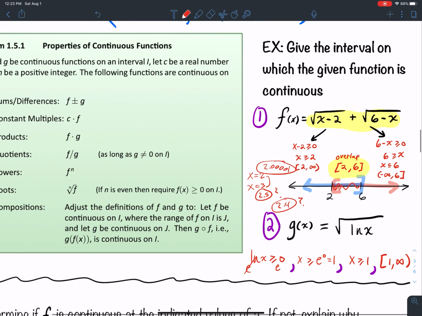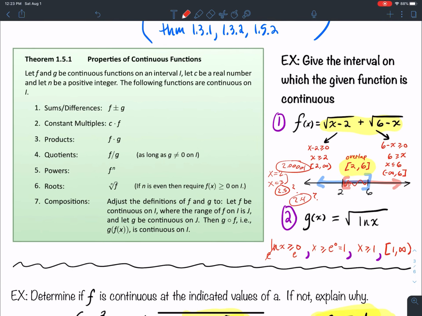So that's why we have this theorem here to help us out. And like I said, when you get to Introduction to Analysis, which is beyond the scope of this class, then you will learn how to prove this mathematically on an open interval.